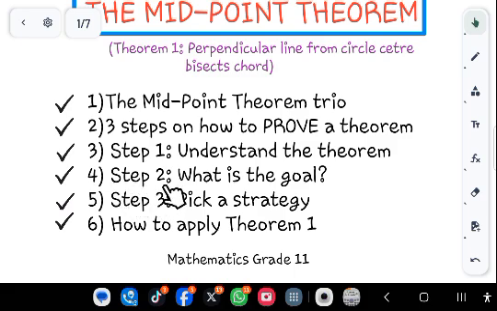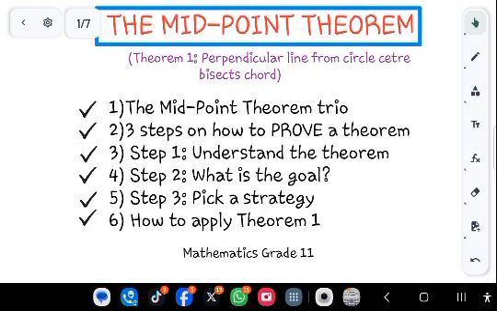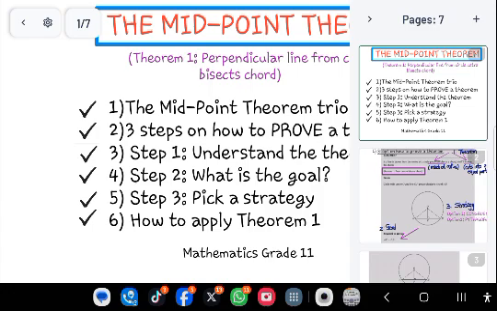Number 4, a deep dive on step number 2, which is what is the goal? What are you required to prove and how do you figure it out? Number 5, step number 3, which is how to pick a strategy. You pick a strategy, but how do you do it? Number 6, and lastly, how to apply Theorem 1 in questions where you are expected to calculate or when you are proving another theorem. We have a lot to cover, so let's start.